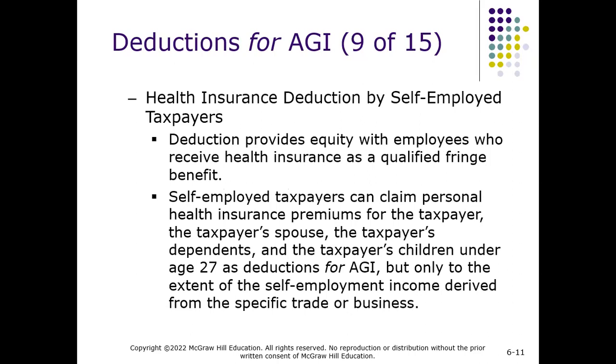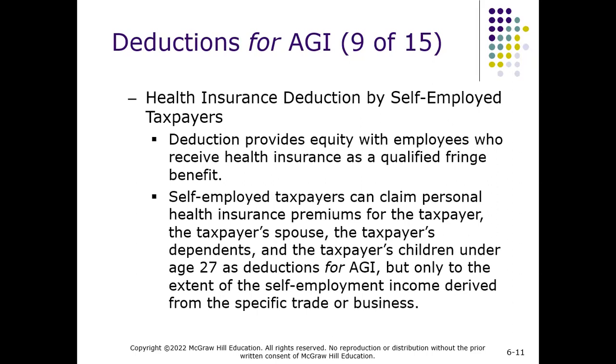Okay, so those are usually items that are deducted in us getting to total or gross income. The next few items we're going to talk about are specifically deducted after we determine gross income on our tax return. So I really look at these as deductions for adjusted gross income. And the first one is health insurance for self-employed taxpayers.